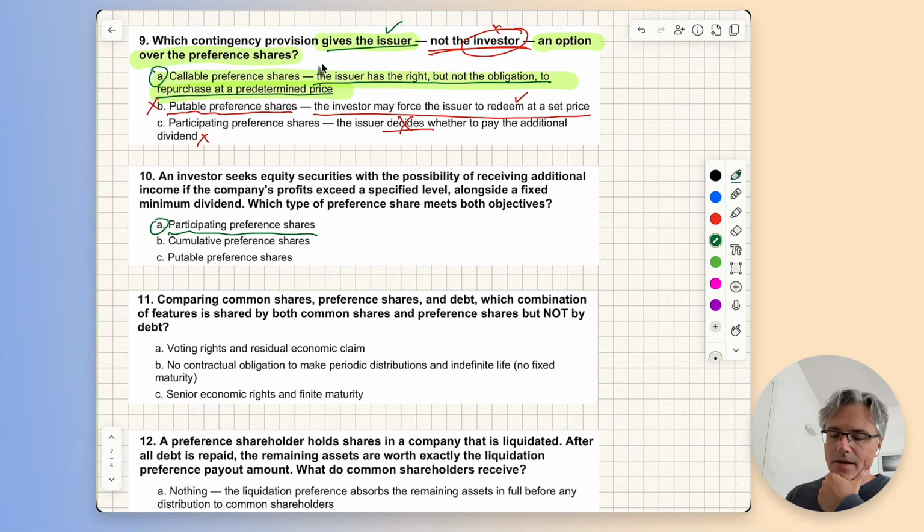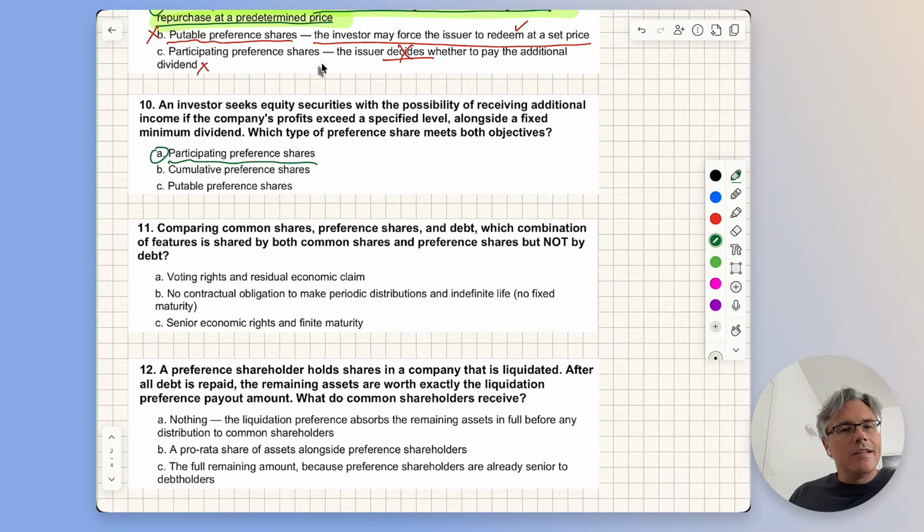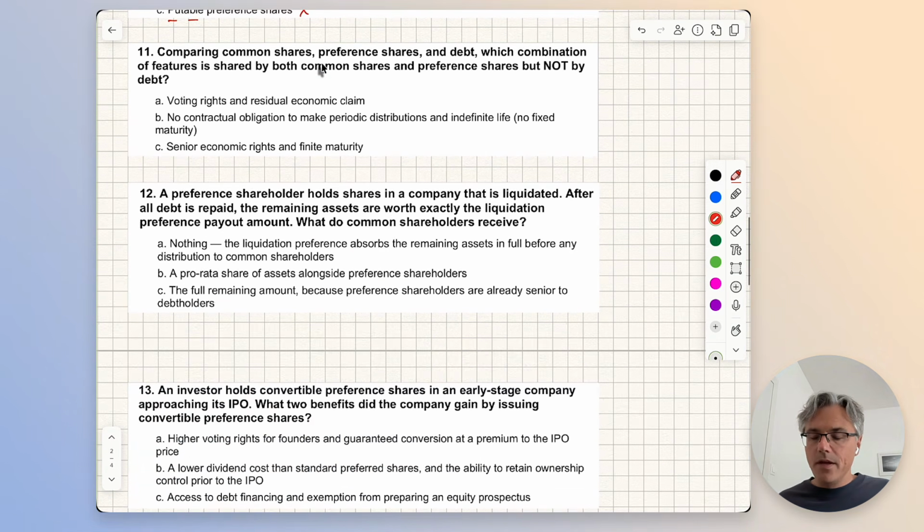They are the ones that give the shareholder, the investor, the right to receive an extra dividend if a certain earnings target is met. It's not cumulative preference shares. It's not puttable preference shares. The cumulative feature and puttability feature are nothing to do with the size of the dividends. It's more about whether missed dividends will be accumulating and accruing, and puttability is all about being able to force the issuer to take those shares back for a fixed price.